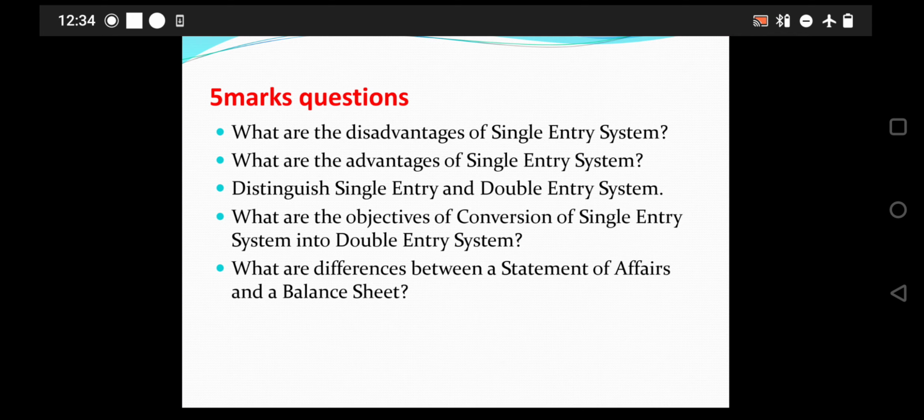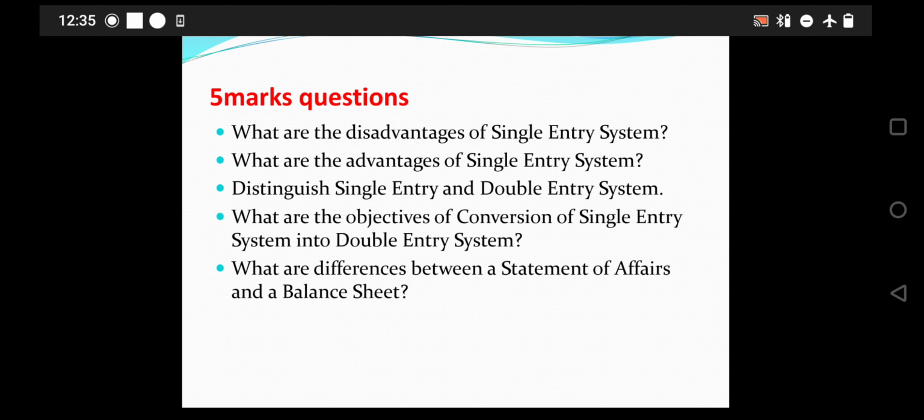Then another difference between single entry and double entry is the profit and loss account. Under double entry, the profit and loss account is mandatory, prepared to find out the gross profit or gross loss and net profit and net loss. But in single entry there is no such preparation of trading and profit and loss account and balance sheet. Financial position, another difference: under double entry, the balance sheet can be prepared to know the financial position, but under single entry it is not possible to know the financial position of the company, because I am not preparing the accounts under the double entry system.